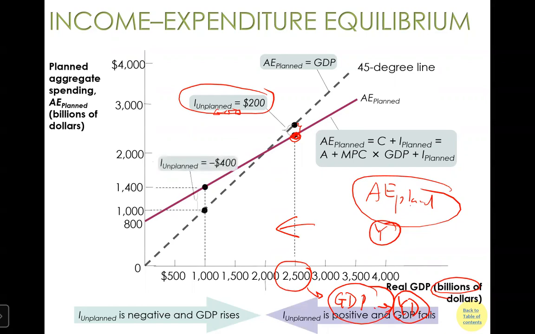On the other hand, if we go too far, we underestimate the production. So we produce 1 trillion, that's 1 trillion. With this 1 trillion, you're going to see the planned aggregate expenditure will be 1.4 trillion. So now with 1.4 trillion of demand, you are losing your inventory very, very quickly.